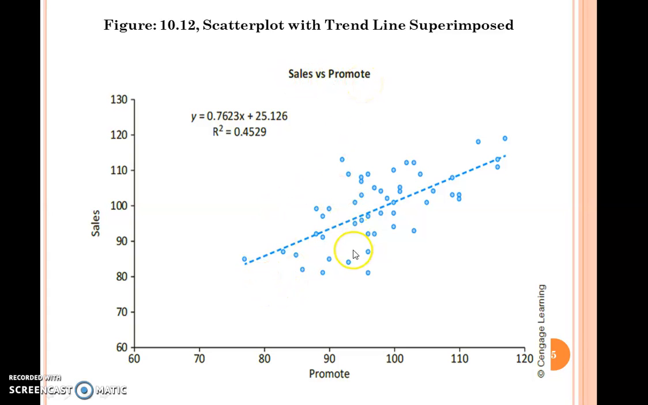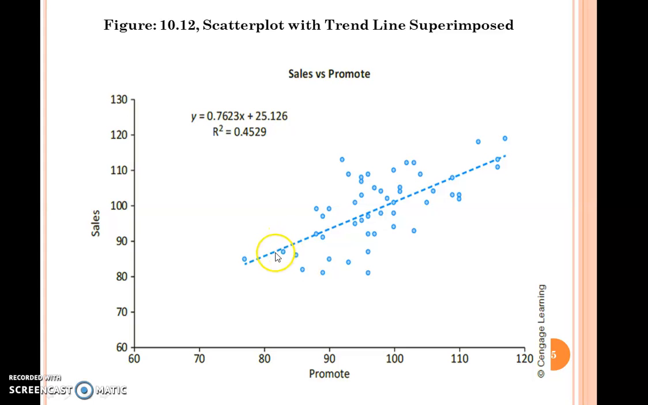Here all the data are plotted as data points. There is no way to draw a straight line through all of them exactly. So approximately, if you choose the data points and draw a straight line, that will try to define the relationship between these two variables, sales and promotion.